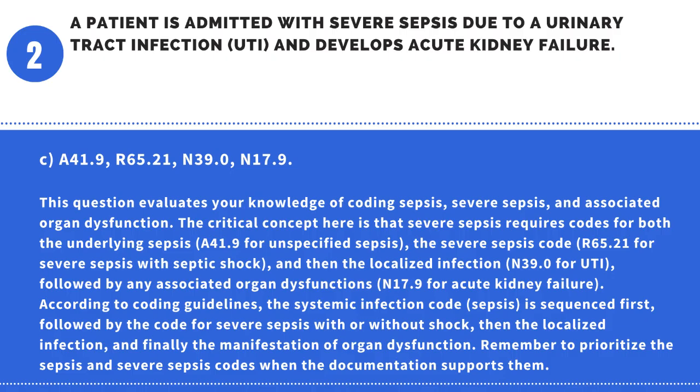According to coding guidelines, the systemic infection code, sepsis, is sequenced first, followed by the code for severe sepsis with or without shock, then the localized infection, and finally the manifestation of organ dysfunction. Remember to prioritize the sepsis and severe sepsis codes when the documentation supports them.